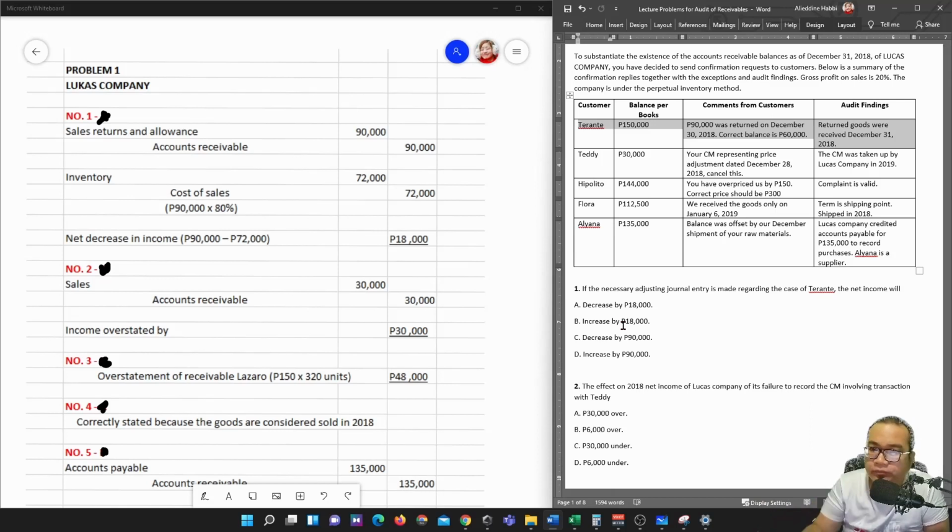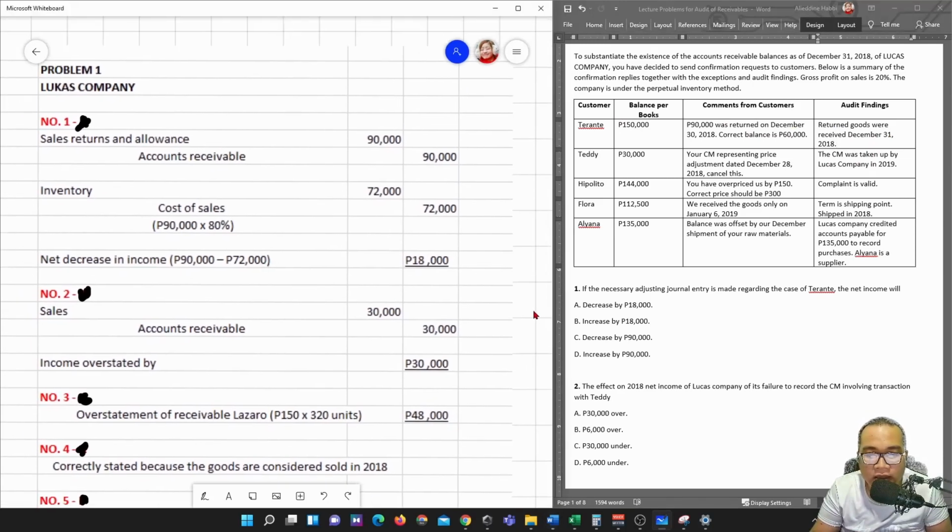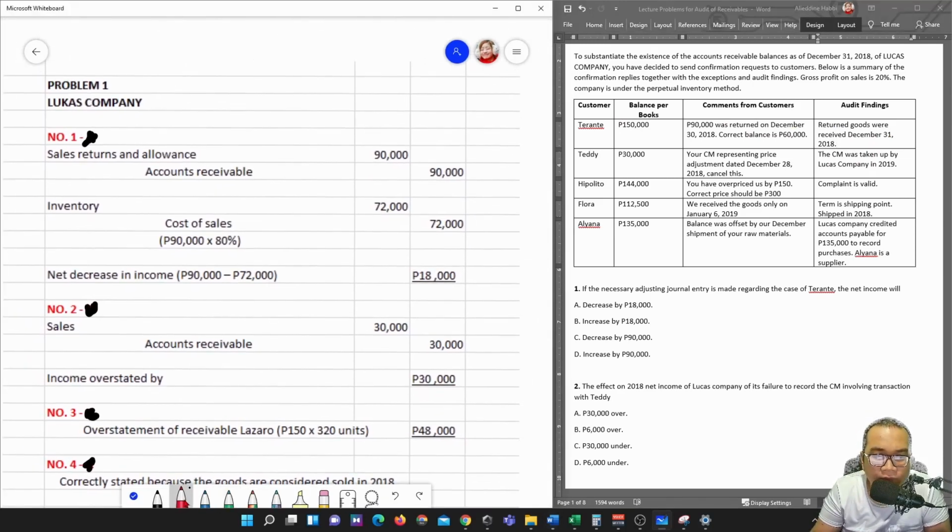So, ganito. Ang sabi, 150 naka-record, pero 90K ang ni-return ni Terante. So, dapat ang natira na lang was 60K. And kinonfirm mo, yes, nangyari nga. So, anong mangyari dyan? Kailangan mong i-adjust. So, since mag-a-adjust ka, sales returns and allowances, in the amount of 90K, tama.